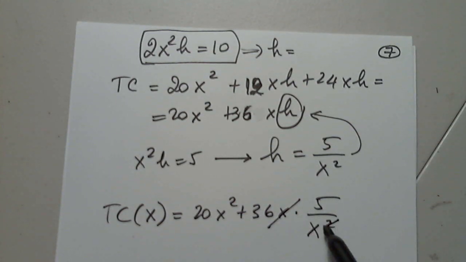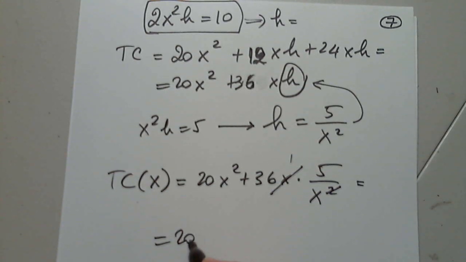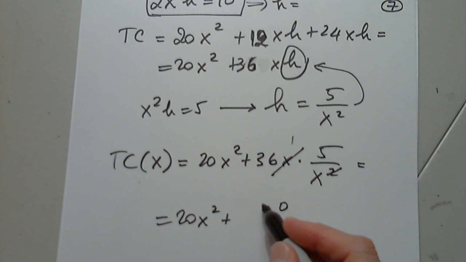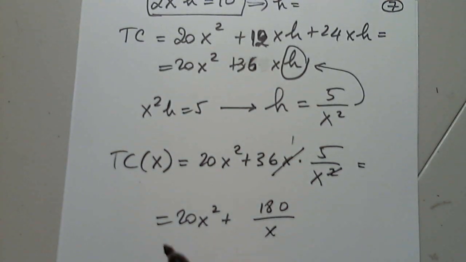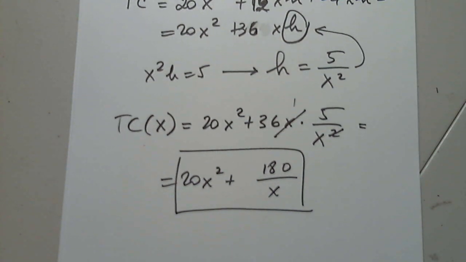Yes, we have to simplify an x, 1 here. So then we have 20x squared plus 180, I think, over x. Correct my numbers, correct anything, anytime.